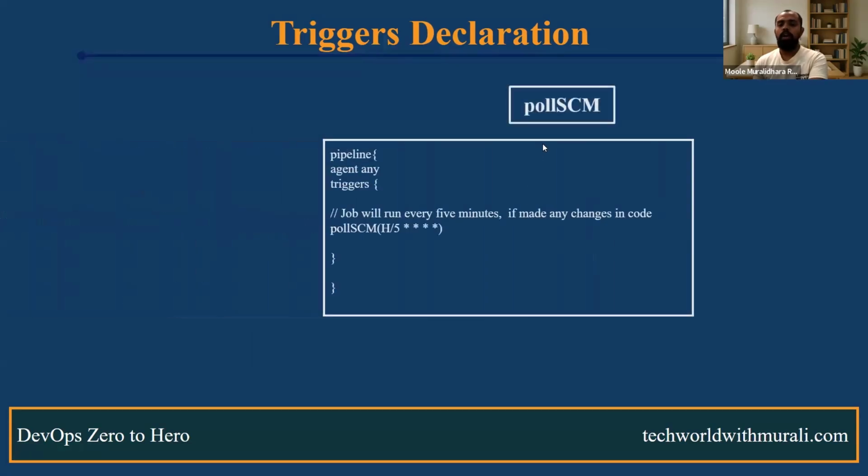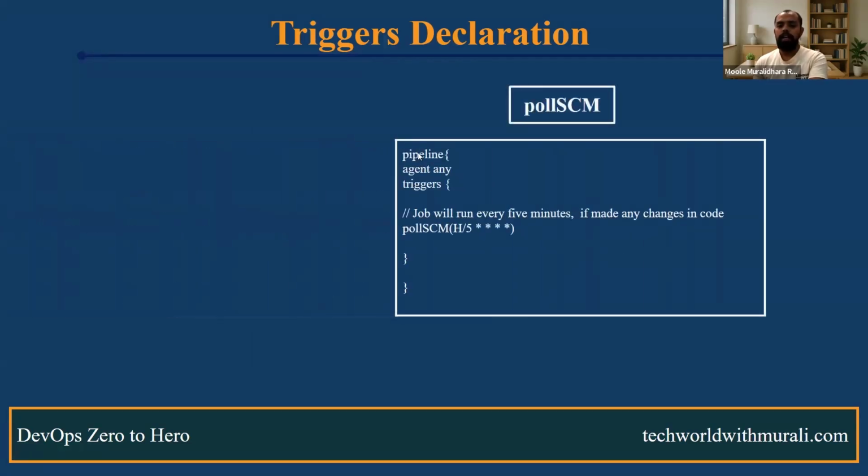Second thing is pollSCM. Here you can see pipeline, open, close, agent any, triggers, pollSCM('H/5 * * * *'). It means every 5 minutes it will check and trigger only if any changes were made in the code. If you have any changes in the code during that time, it will be triggered. If not, it will check again the next 5 minutes, and the next 5 minutes. It will check every time. Okay. Now what is the next one?